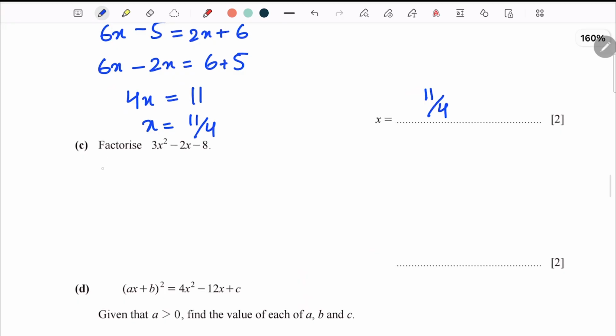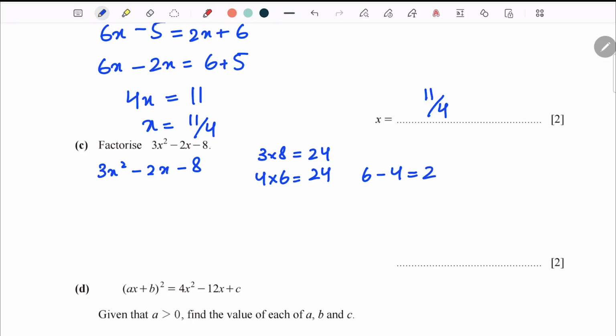Part C, factorize 3x square minus 2x minus 8. Now 3 into 8 is 24. We have to find two numbers which when multiplied will give 24 and which when subtracted will give 2. When multiplied they give 24 and when subtracted they give 2. So I'll choose 4 and 6. 4 into 6 is 24, and when 4 is subtracted from 6 it gives us 2.